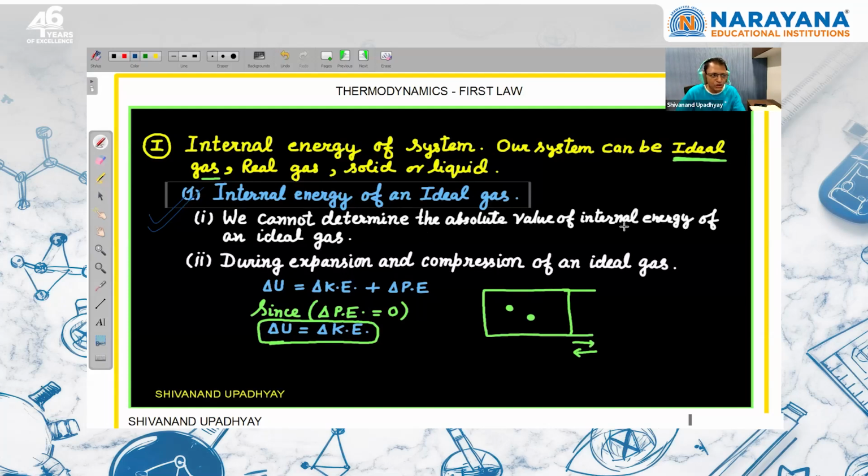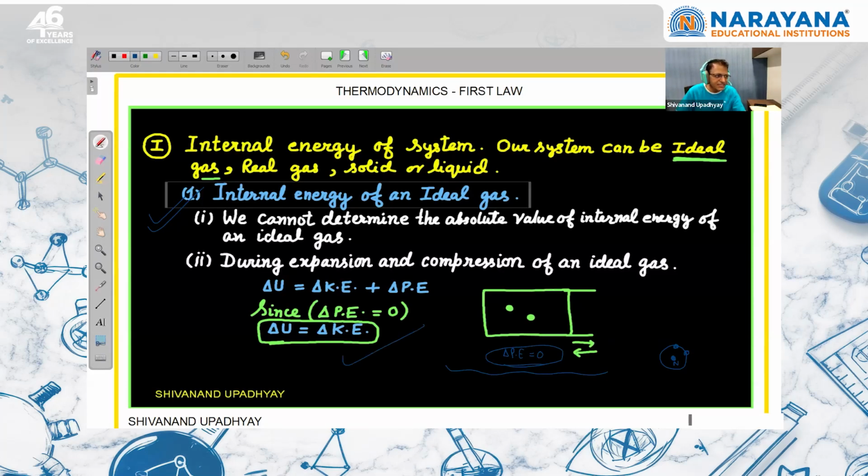We cannot determine the absolute value of internal energy of an ideal gas during expansion and compression. Suppose this is an ideal gas and the piston is moving in the outward or inward direction. What is going to happen? There are no interactive forces, so there is no change in potential energy of the system during expansion and compression. Neither the potential energy due to attraction between nucleus and electrons, nor the repulsion between electrons, none of the potential energy is going to vary. So for an ideal gas participating in expansion and compression, the change in potential energy is always zero.